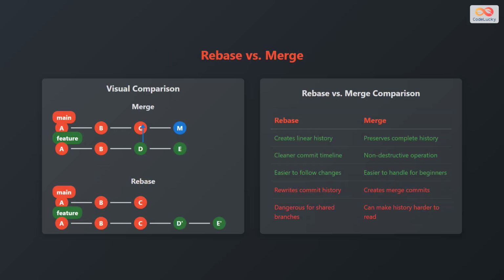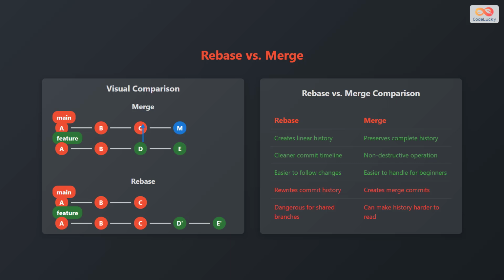Here is a visual comparison of merge versus rebase. With merge, the main branch has commits A, B, and C, and the feature branch has commits A, B, D, and E. The result is a merge commit M on the main branch. With rebase, the main branch has commits A, B, and C, and the feature branch is rebased onto main, resulting in commits D' and E' on the feature branch after commit C.